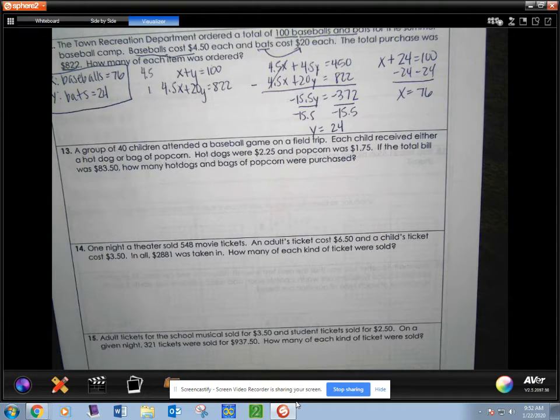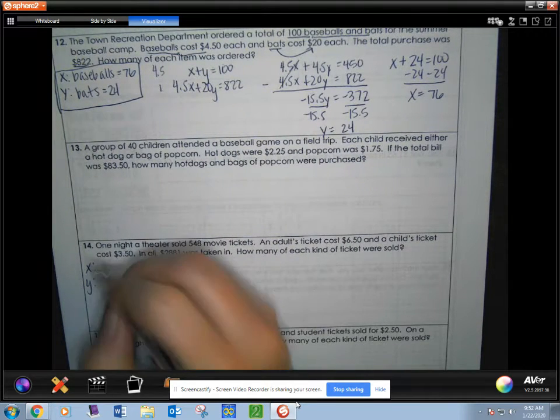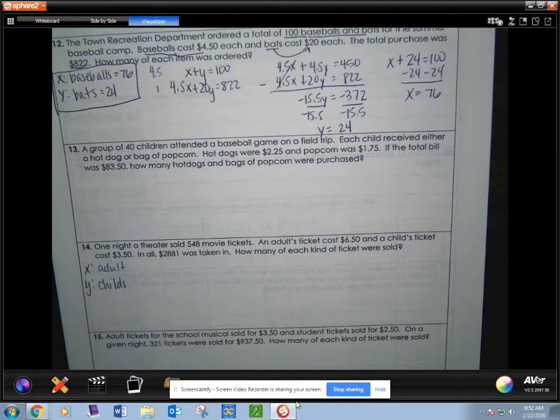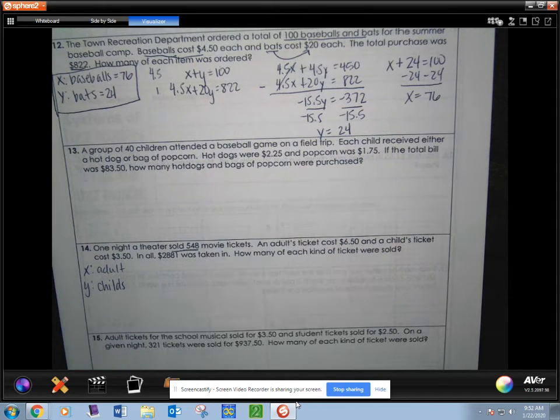Going on to number 14. One night, a theater sold 548 movie tickets. An adult's ticket cost $6.50 and a child's ticket cost $3.50. In all, $2,881 was taken in. How many of each kind of ticket were sold? So if I'm talking about x and y, I have adult tickets and I have child's tickets. I know that I sold a total of 548, but I don't know how many adults and how many kids.